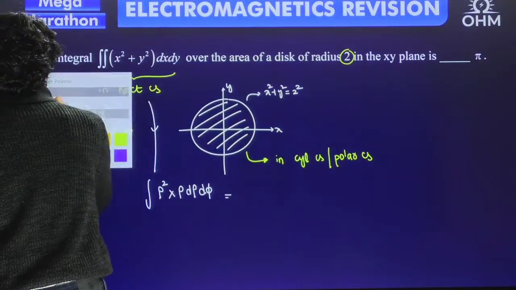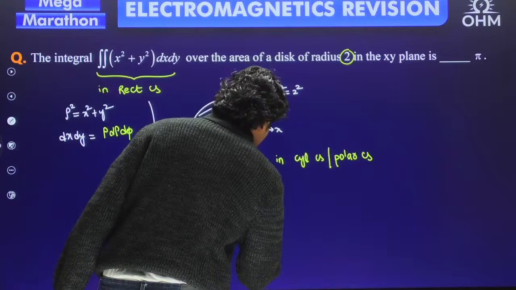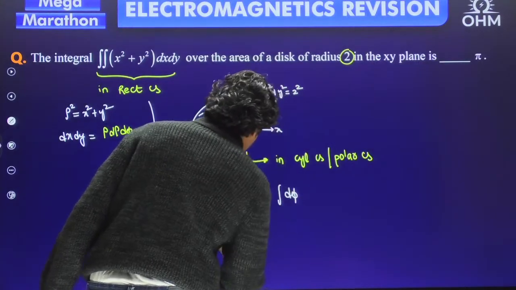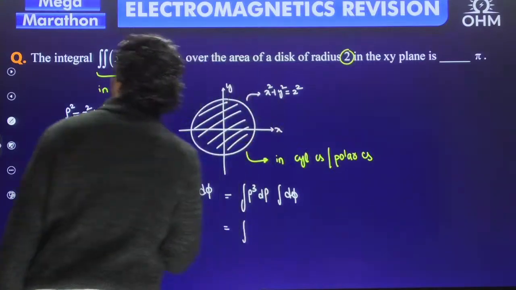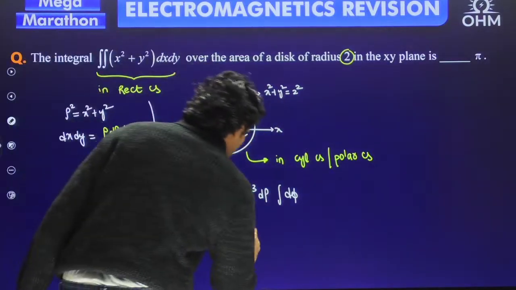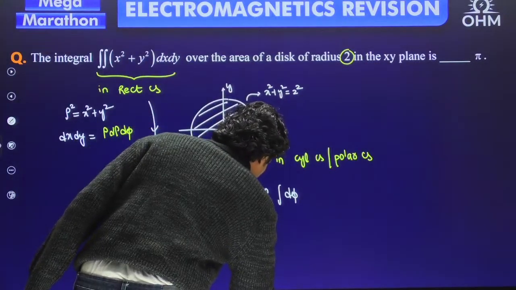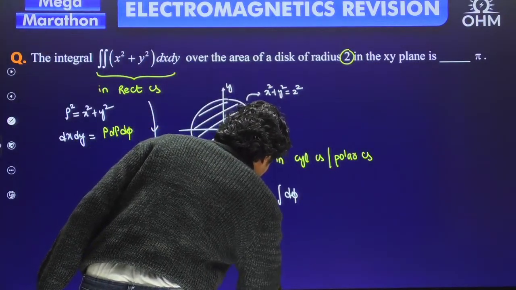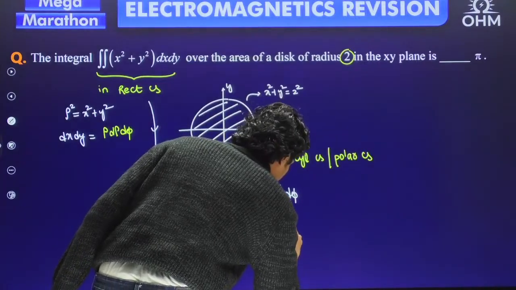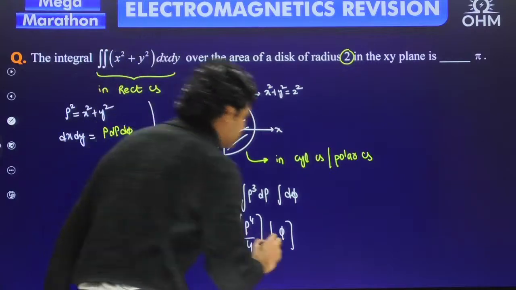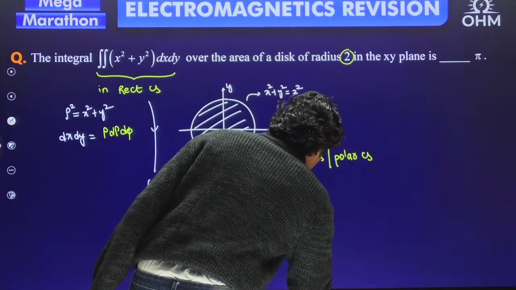So we have now two integrations. One is integration of rho cube d rho. One more is integration of d phi. And integration of rho cube is how much? Integration of rho cube is rho power 4 by 4. And the second, integration of d phi is phi. Now, am I covering 360 degrees? Yes. So the limits of phi is from 0 to 2 pi.